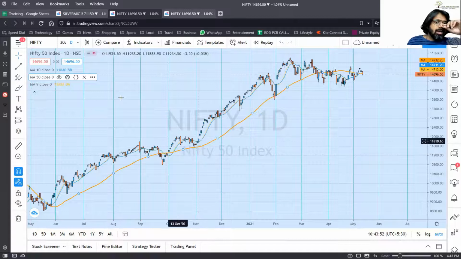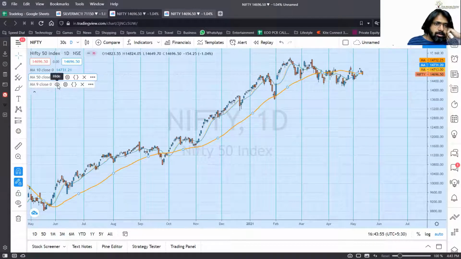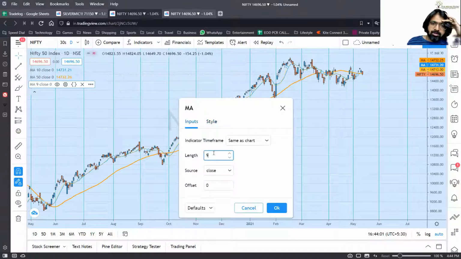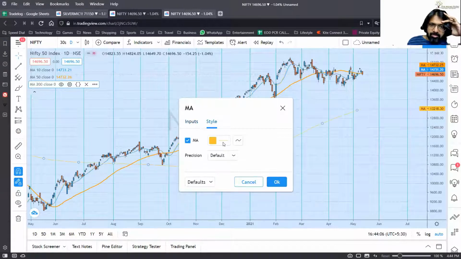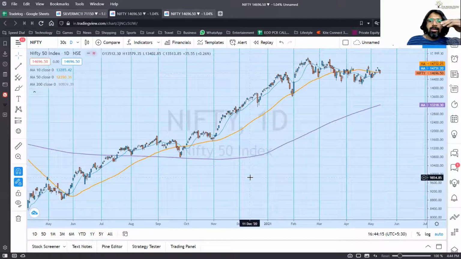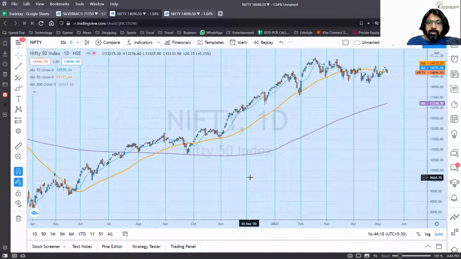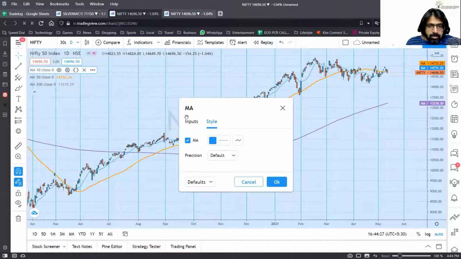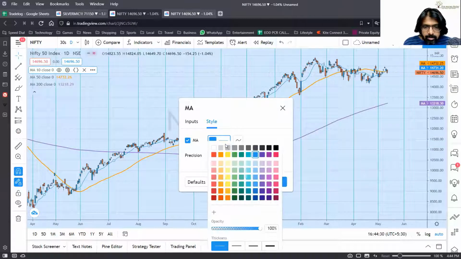And I will put a 200 period moving average here, which is your long term moving average. And I will give it a purple color. Okay. So this tells you about your short-term trend, your primary trend, and your secondary trend. So this is the best way to identify all of these. Let me just make this more clear.